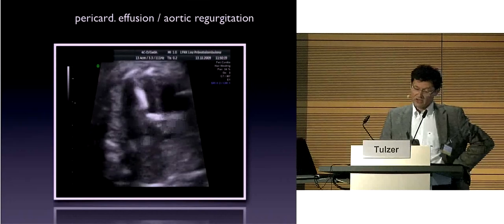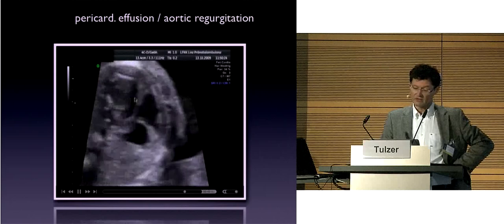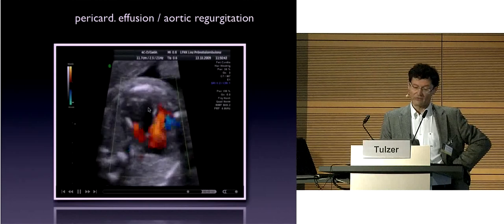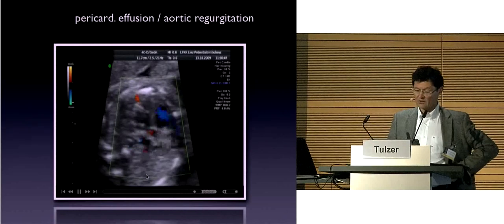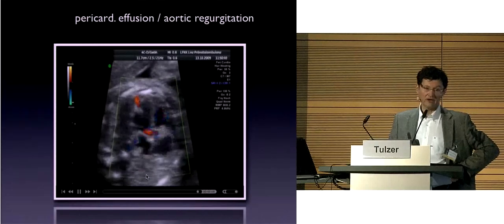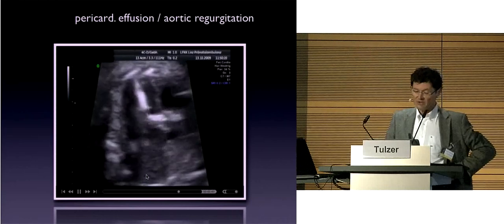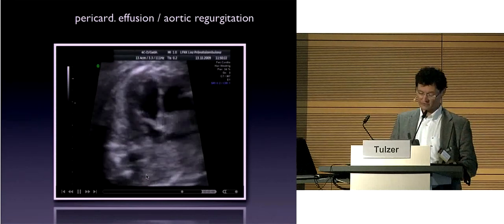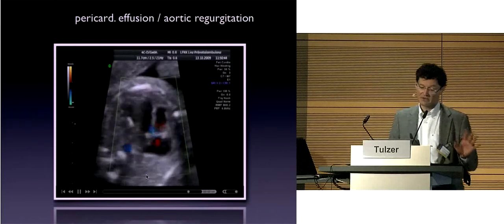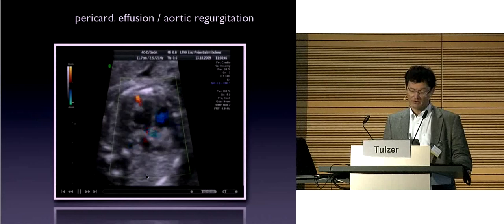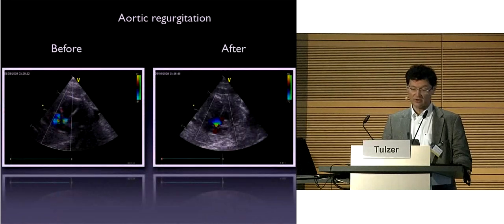Then the other complication is pericardial effusion. When you pull out the system, as you've seen right now, you can always see for the next few heartbeats some flow out of the heart into the pericardium, which usually leaves a pericardial effusion of 2 to 3 millimeters that then stops. Usually we had to drain a pericardial effusion just once, and we have never had a severe tamponade so far. And the other one is aortic regurgitation.